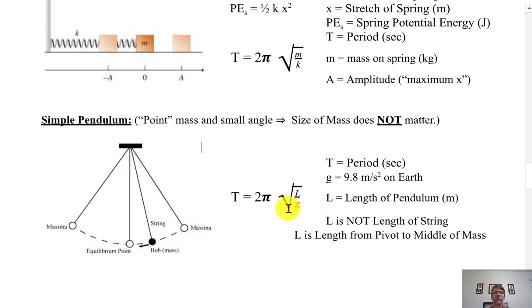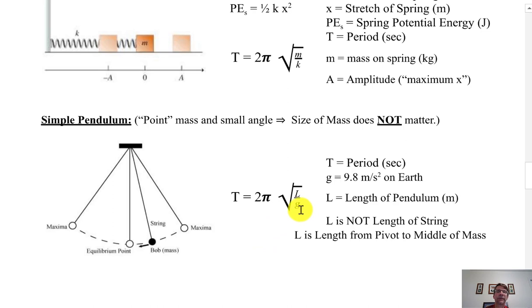Divided by, so it's the square root of L, length of the pendulum, divided by G, which is our 9.8 on Earth. If you go to the moon, it's like 1.6. So it's whatever planet you're on. We're on the Earth 99.99% of the time. Well, 100% of the time for us.